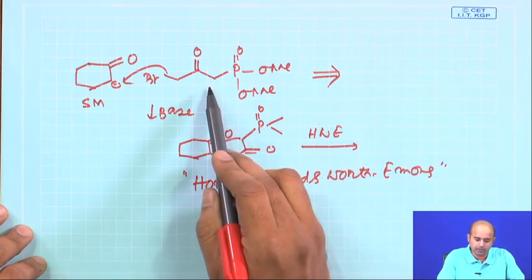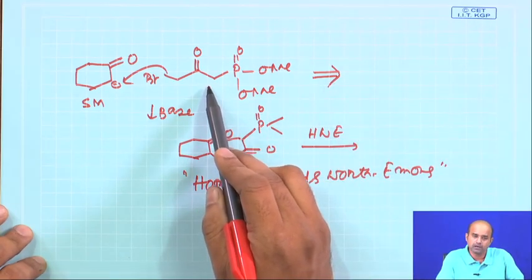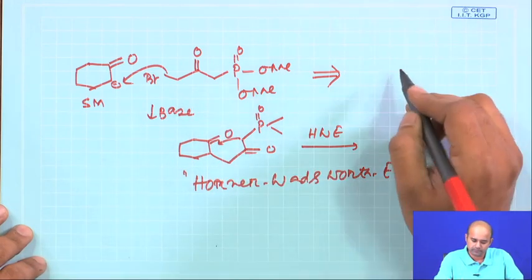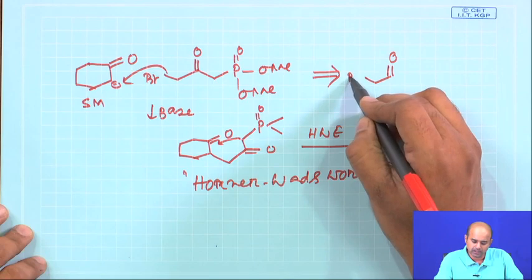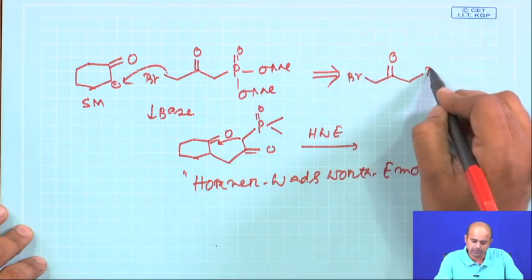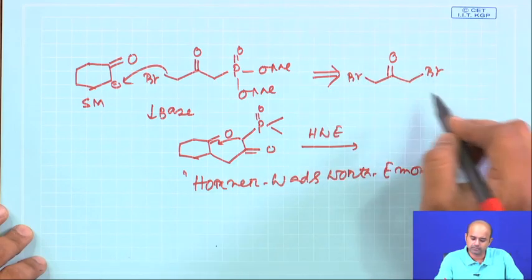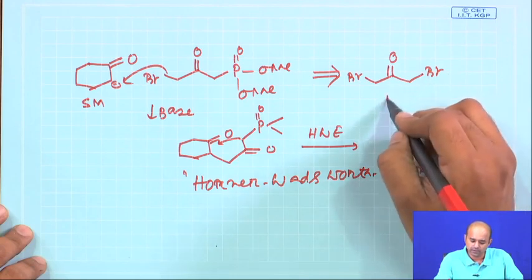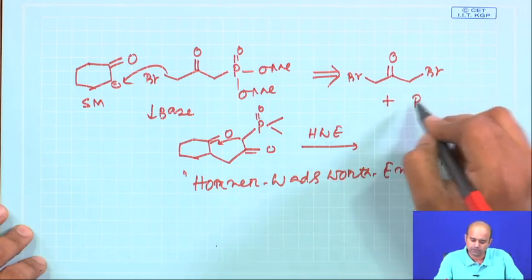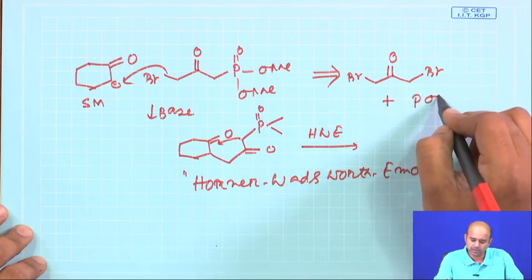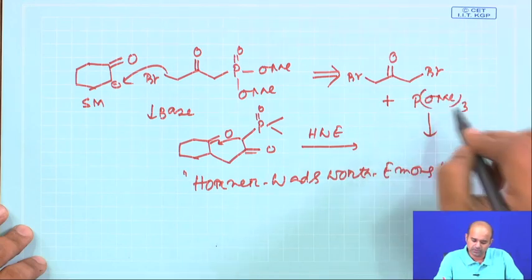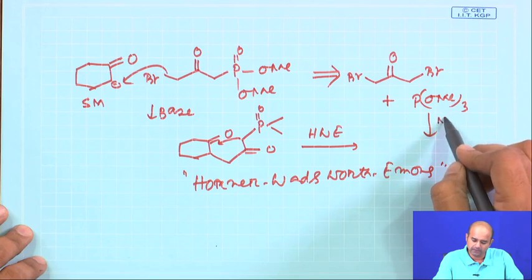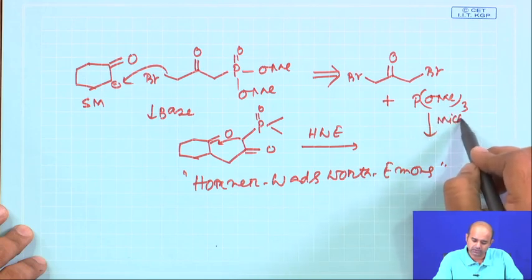Okay. Now, these compounds can be commercially available, or you can even make them. The best way to make this compound is starting from this kind of compound. You take this dibromoacetone and react it with trimethyl phosphite. This is a transformation named the Michaelis-Arbuzov reaction.